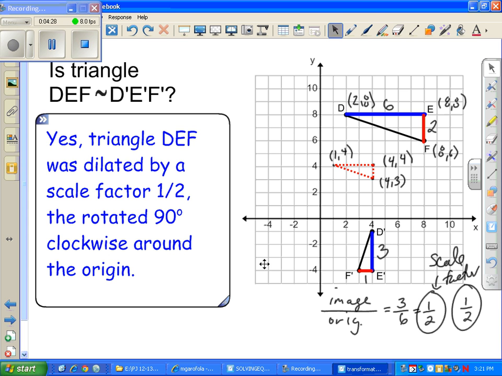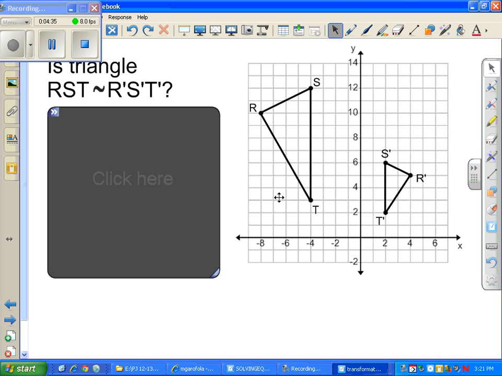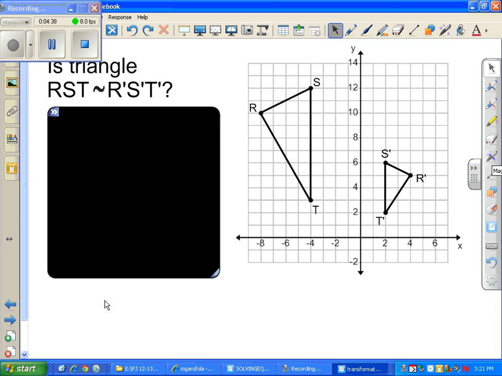If you use this strategy on each problem, you should have some success. I will tell you that example 7 has a mistake in it, this problem here, so if you want to disregard this one, you can.